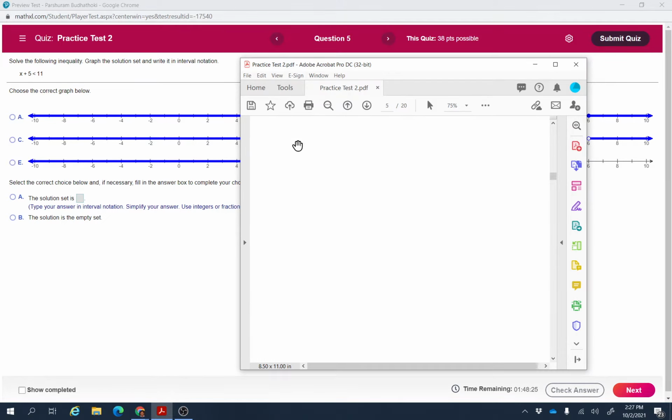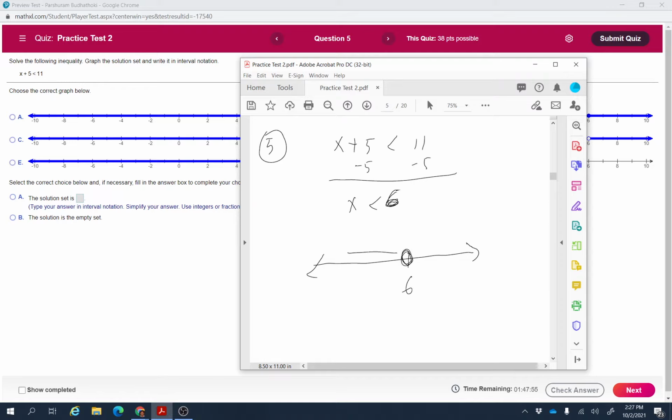So problem number 5. To solve an inequality problem like this, you have to bring everything else on one side and the variable x on the other side. So just subtract 5 here. That will give you x less than 11 minus 5, which is positive 6. So the solution is, if you try to plot this, x is less than 6. You have to find 6, do not include 6, and everything else on the left side of 6 would be your solution.